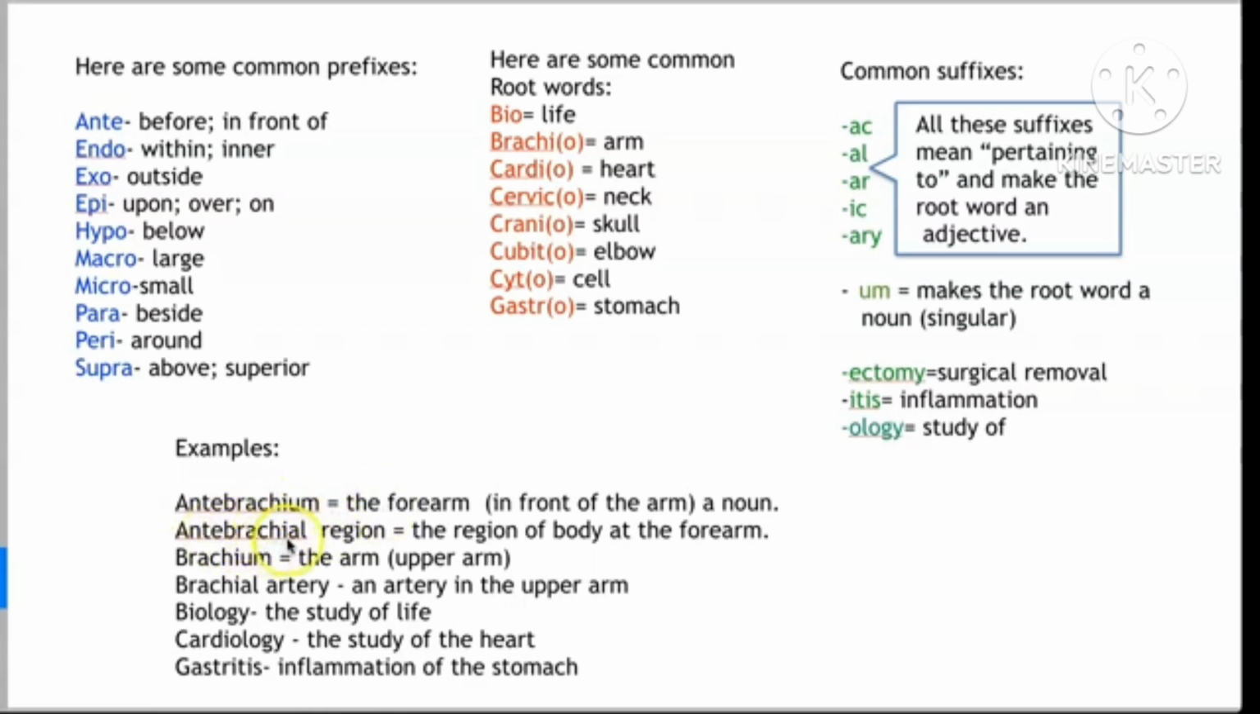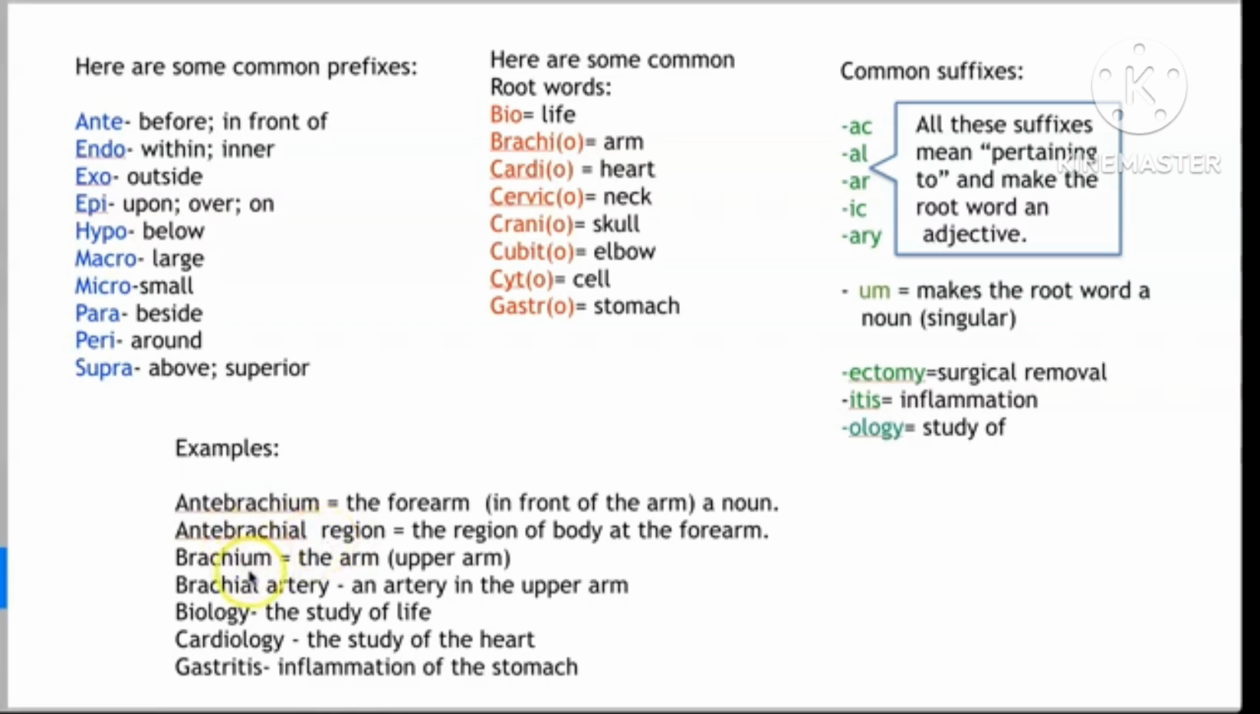Versus antebrachial. Antebrachial region. Antebrachial, AL, it means pertaining to. It makes the root word an adjective. What the heck does that mean? If you read this word, you cannot just say antebrachial. This is an adjective. You can say antebrachial region. Region is the noun. What region? The antebrachial region.